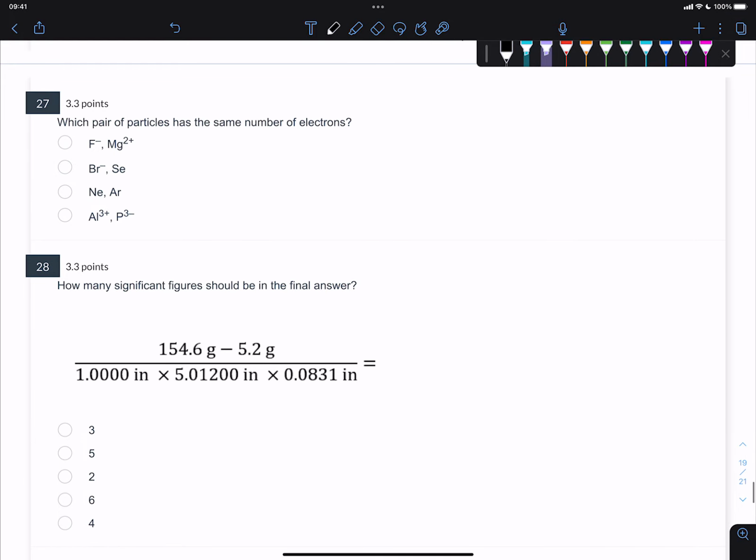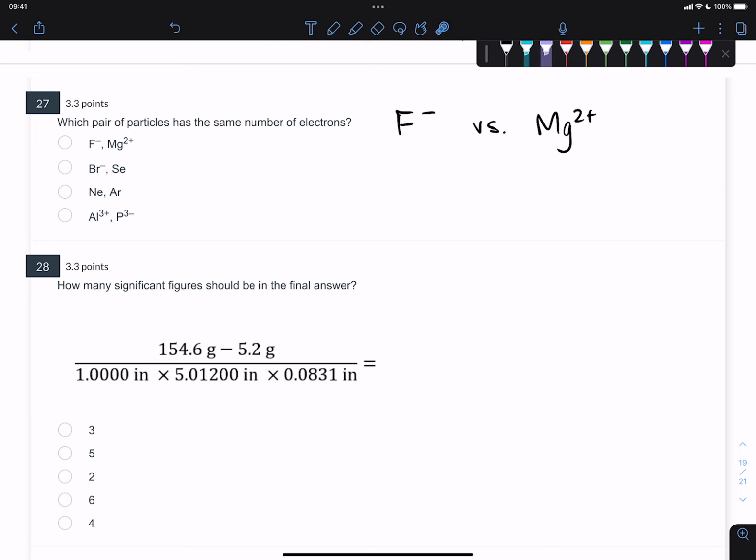Number 27. Which pair of particles has the same number of electrons? This is a good question because you have to think also about ions in general. Let's take a look at the first one. The first one is going to be fluorine, or the fluoride ion, versus, so to speak, the magnesium cation. So we have an anion, which has a negative charge, and a cation, which has a positive charge.